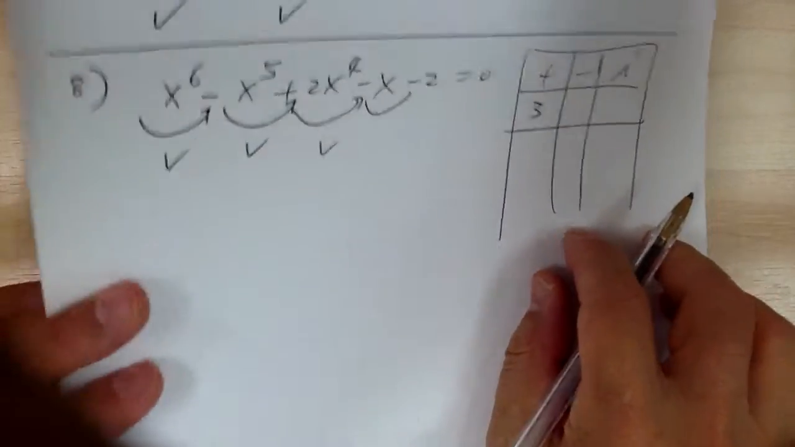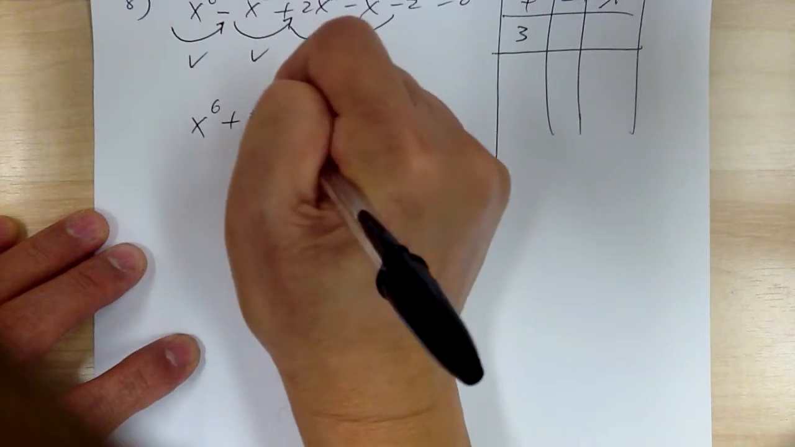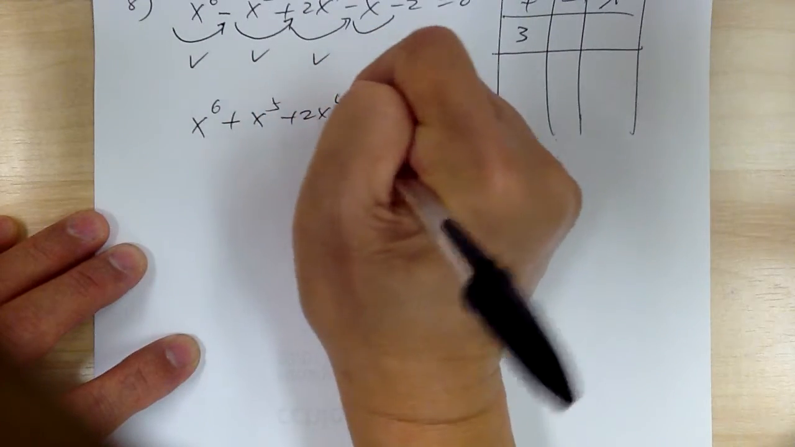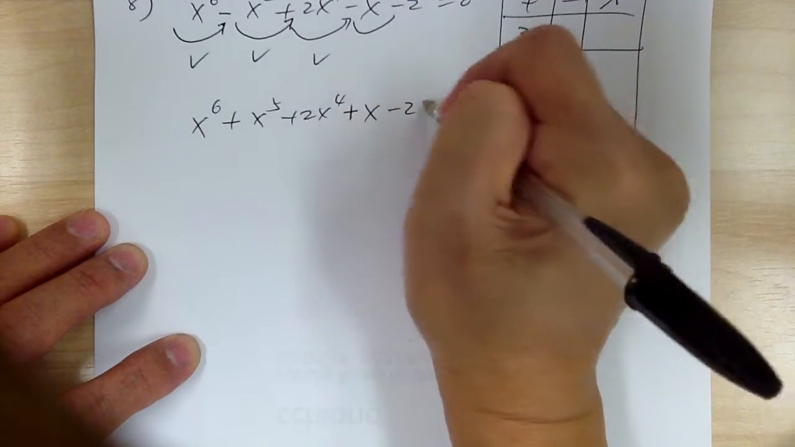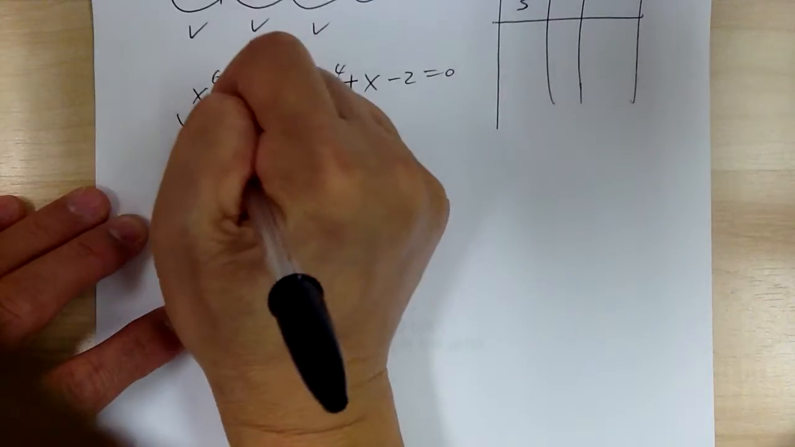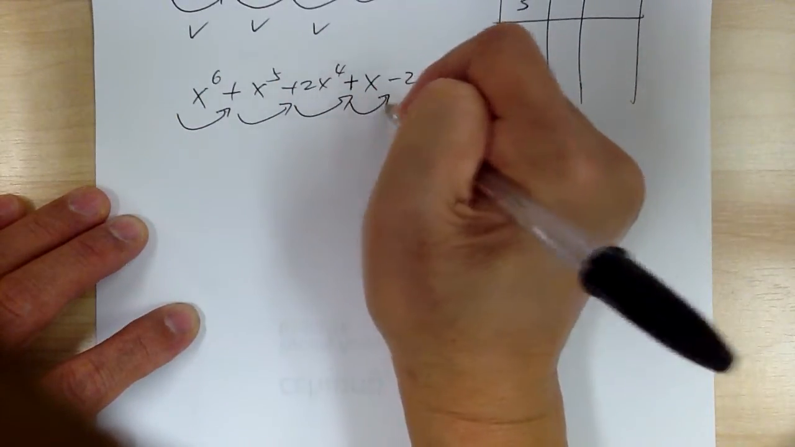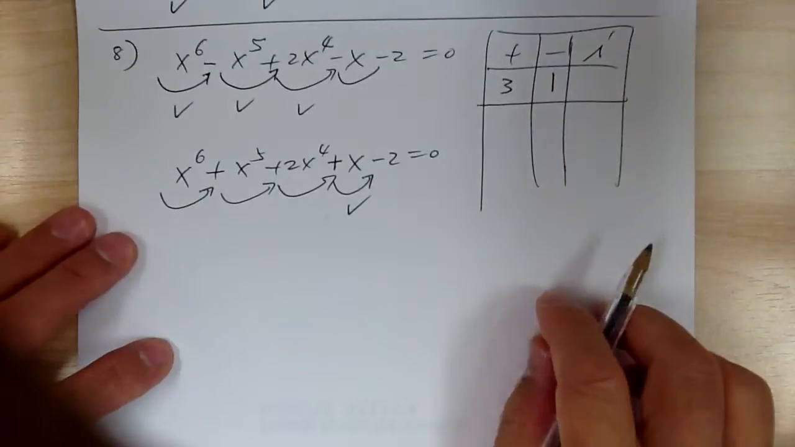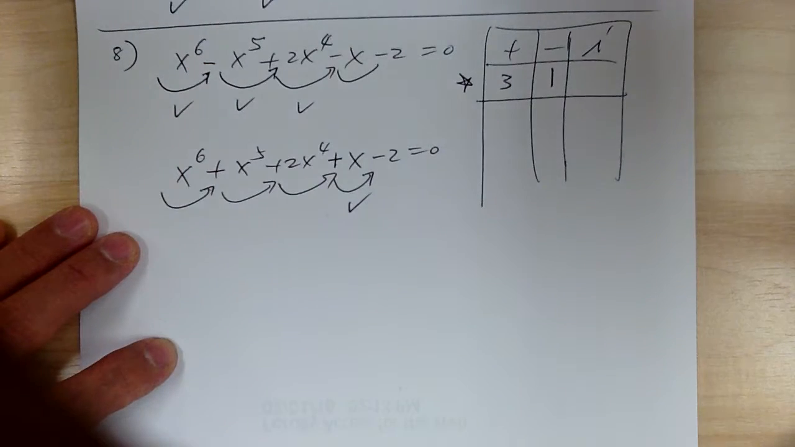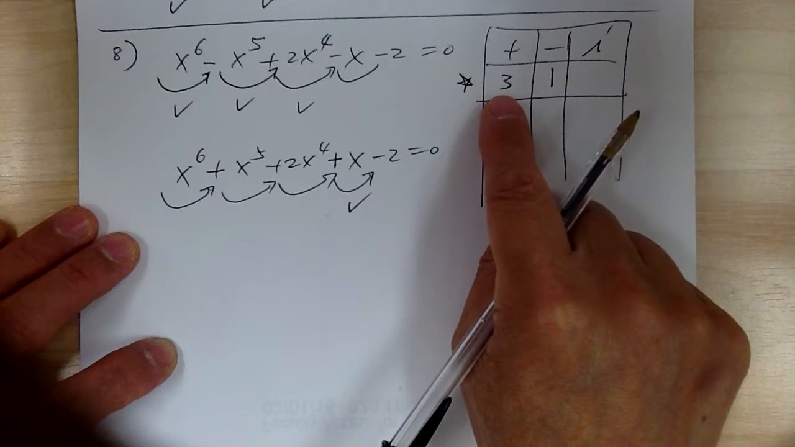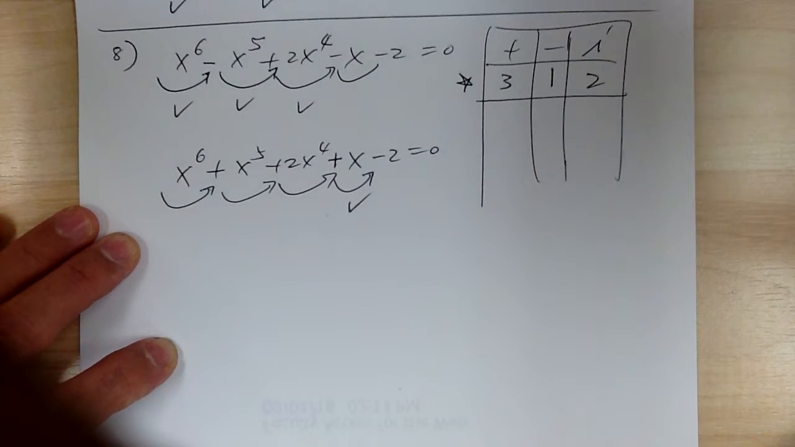Now let's check the negative. So again, remember, even stays the same, odd changes, right? Okay, this is even, right? Even stays the same. So now let's check. Positive to positive, no. Positive to positive, no. Positive to positive, no. Positive to negative, yes. So you're going to get 1. Okay? So these are your max, right? Now, remember, this is 6 powers, so you need to have 6 answers, right? So you're going to get a maximum of 3 positive, 1 negative. So that's 4, so you must have 2 imaginary, right?